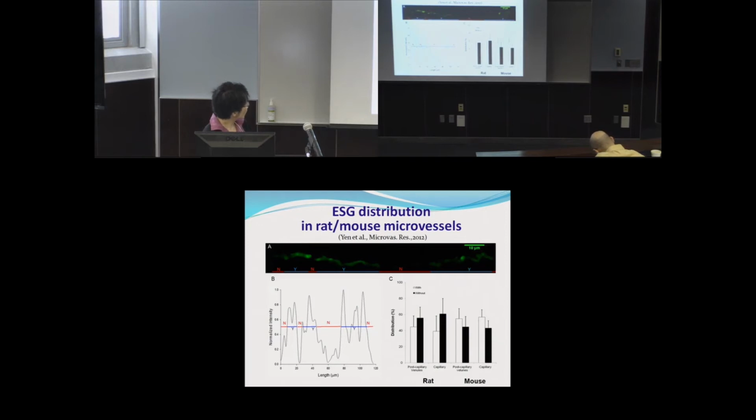If we use this criterion, we find that roughly for post-capillary and capillary in rat mesentery and mouse cremaster muscle, half of the vessel segments are covered with the surface glycocalyx and half are not. And roughly every 30 to 50 micron, you see a missing part.